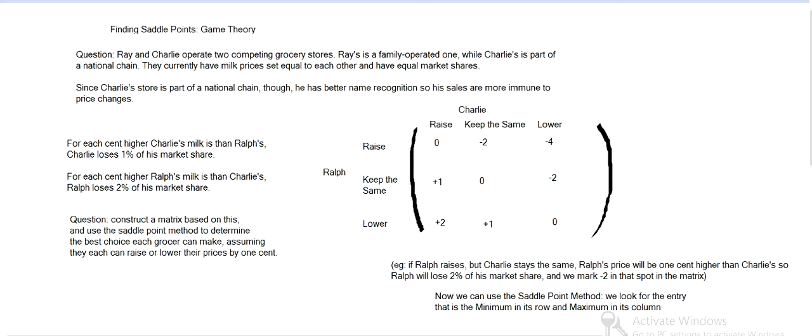So we can start by looking at the minimums in each row. We've got minus 4 here, minus 2 here, 0 here. Those are each minimums in their row. They happen to be in the same column. So we look for which one is the maximum in its column. Minus 4 is not the max in the column. Minus 2 and 0 are higher. Minus 2 is not the max, so 0 is the max.